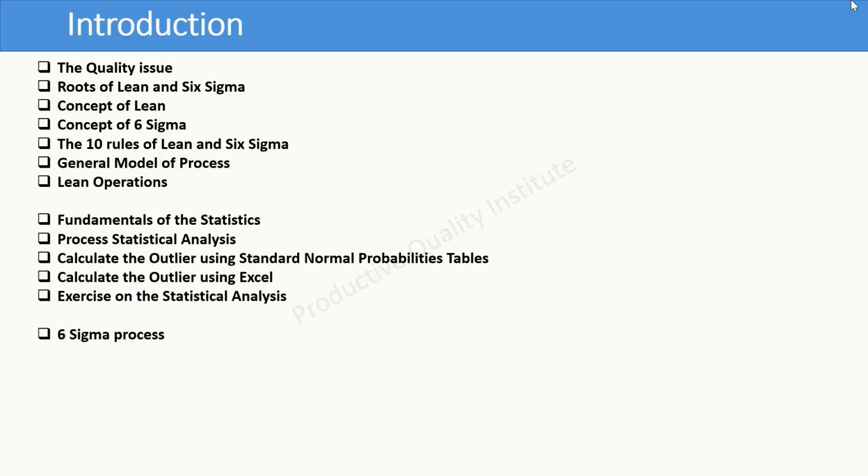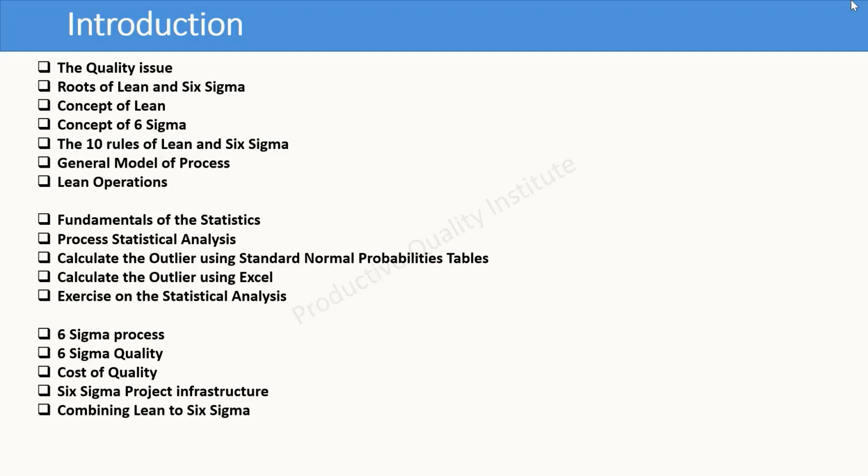Six Sigma process. Six Sigma quality. Cost of quality. Six Sigma project infrastructure. Combining Lean to Six Sigma. The MAIC approach. The project-based learning method.